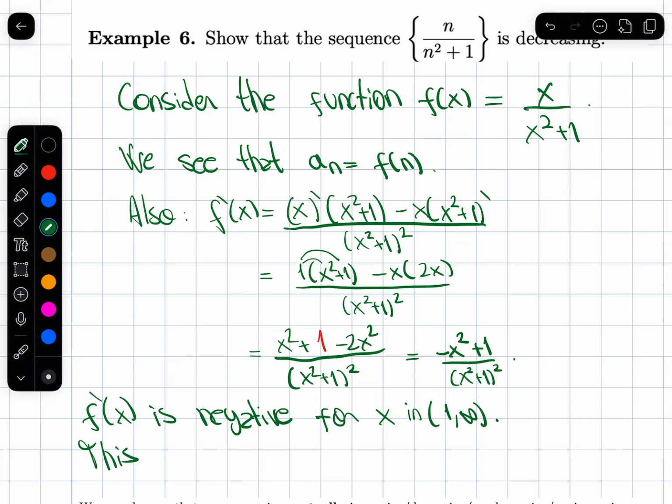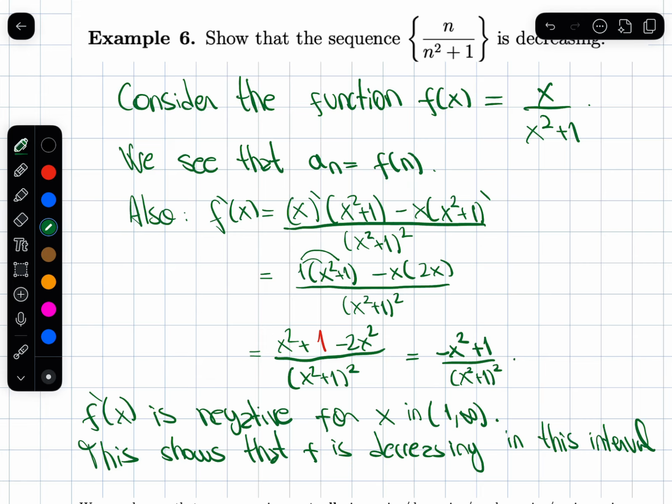So this shows that f is decreasing in this interval. And since the sequence a_n only cares about values of n starting at 1, we can conclude the same for the sequence a_n.